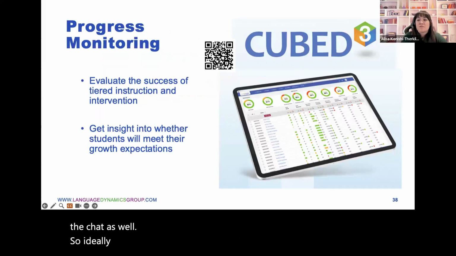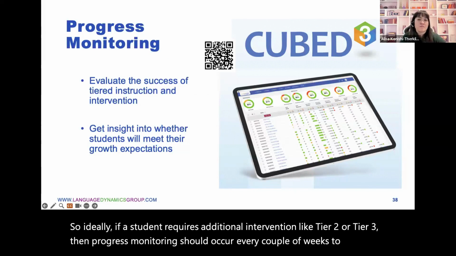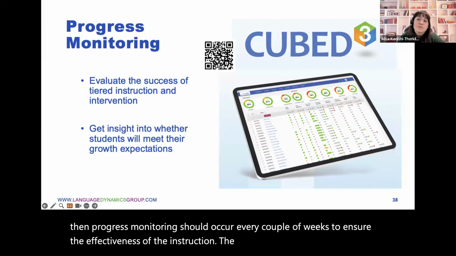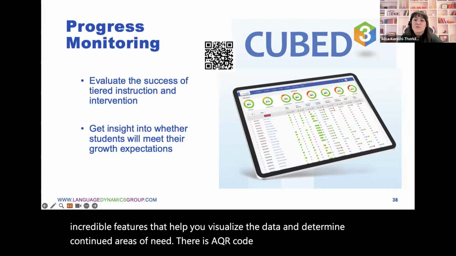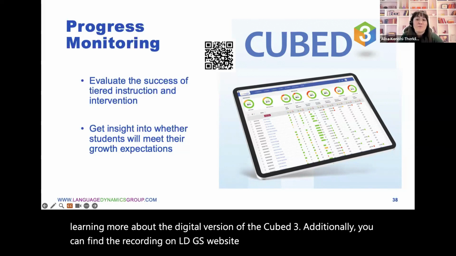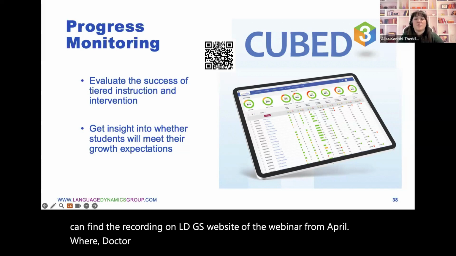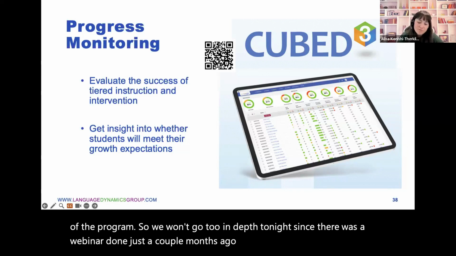So ideally, if a student requires additional intervention like Tier 2 or Tier 3, then progress monitoring should occur every couple of weeks to ensure the effectiveness of the instruction. The digital Cubed 3 system has some incredible features that help you visualize the data and determine continued areas of need. There is a QR code here if you're interested in learning more about the digital version of the Cubed 3. Additionally, you can find the recording on LDG's website of the webinar from April, where Dr. Peterson actually walks you through some of these features of the program. So we won't go too in depth tonight since there was a webinar done just a couple months ago, but I do want to cover some of the basics.